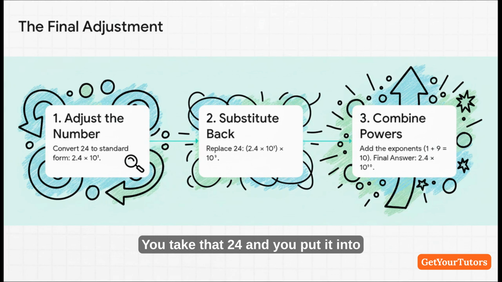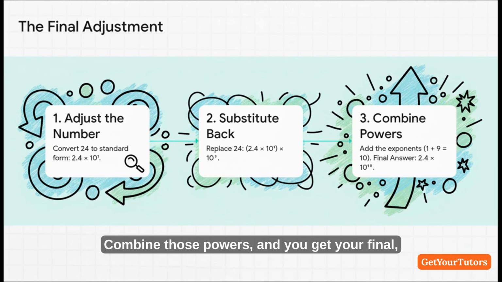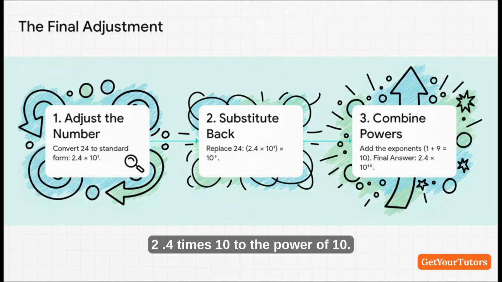Here's the fix. You take that 24 and you put it into standard form. That's just 2.4 times 10 to the power of 1, right? Now, just slot that back into our equation. So we have 2.4 times 10 to the 1 times the 10 to the 9 we already had. Combine those powers, and you get your final, perfectly correct answer, 2.4 times 10 to the power of 10.